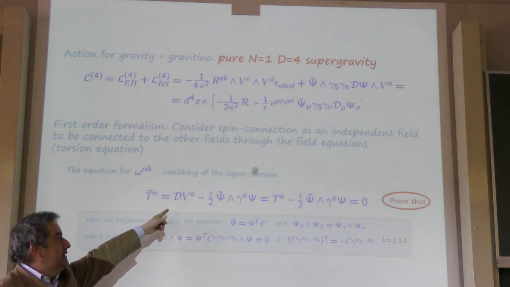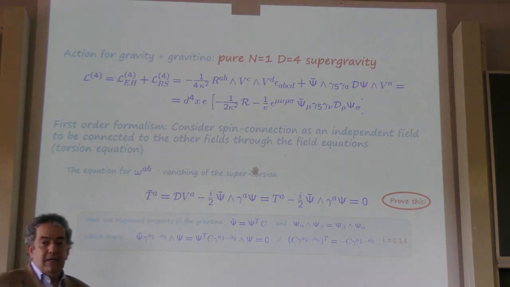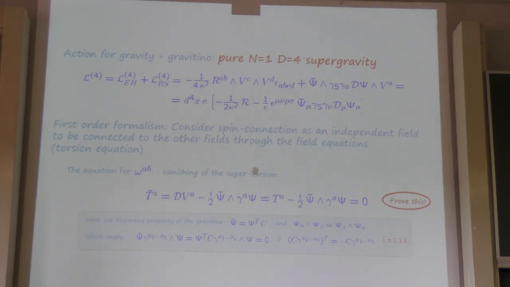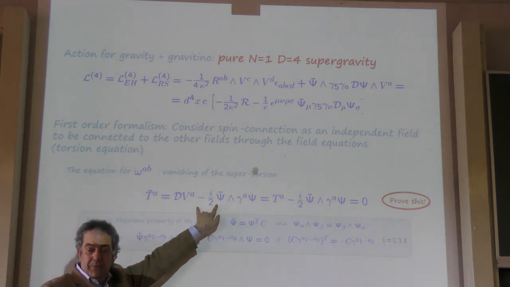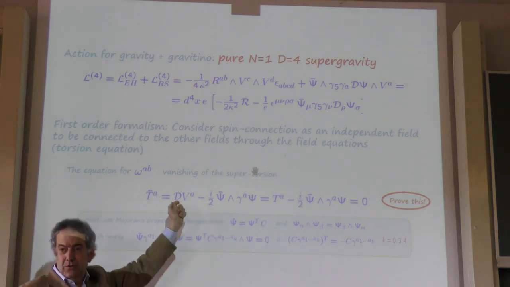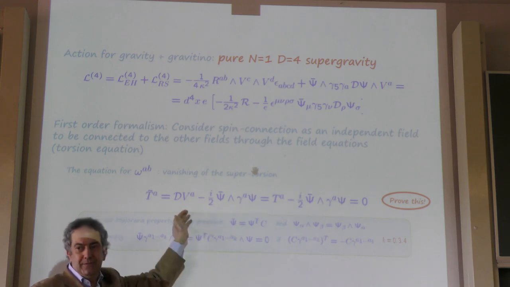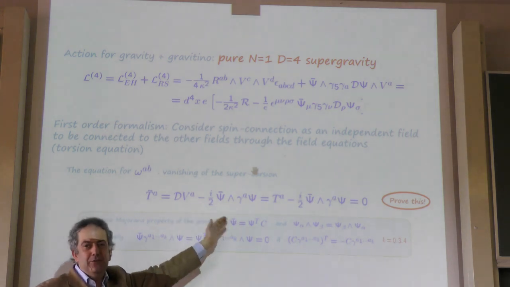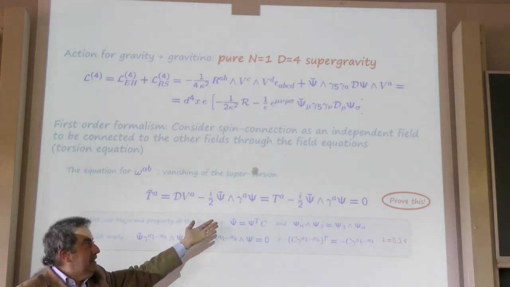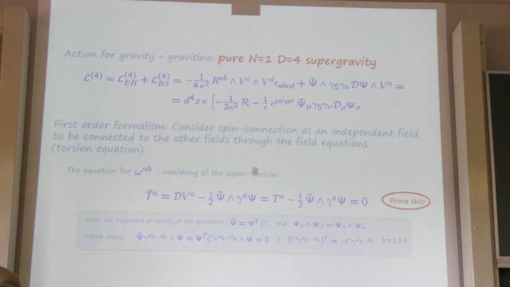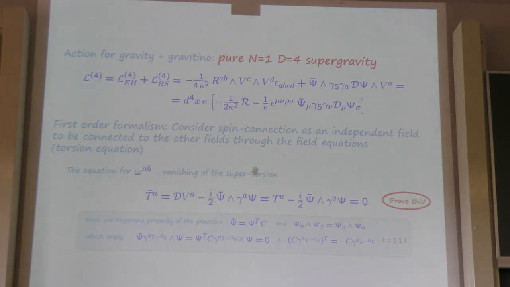Now this condition can be interpreted as that the super torsion defined by this combination vanishes. This combination is called the super torsion. This is a supersymmetric torsion. But in terms of the torsion, this is telling you that the torsion is different from zero. This is typical in supergravity. In supergravity theories, there is torsion. The connection generally has this torsion.